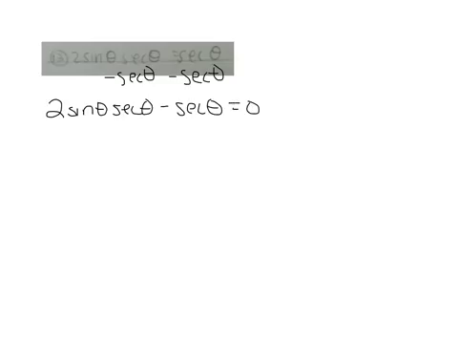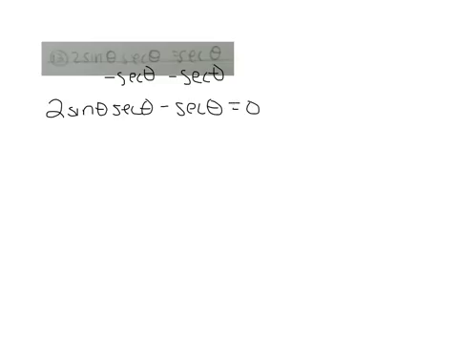Okay, so for this problem, what you want to do is go ahead and get the equation equal to 0 so that you can factor and use the zero product property to solve this, like you do in trig equations. So the first thing you're going to do is subtract secant theta from each side, and you're going to get on the left side of the equation 2 sine theta secant theta minus secant theta equals 0.